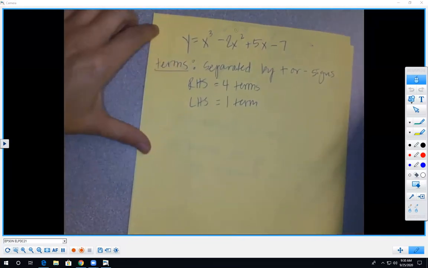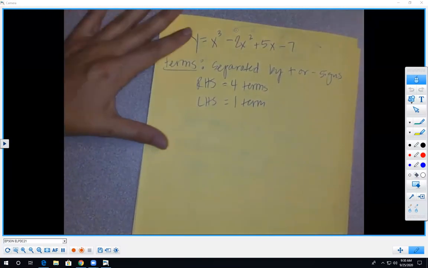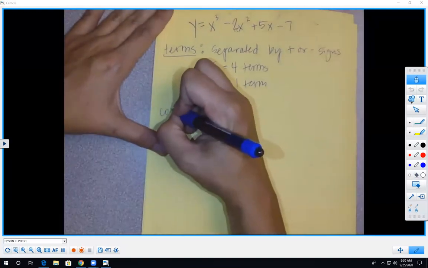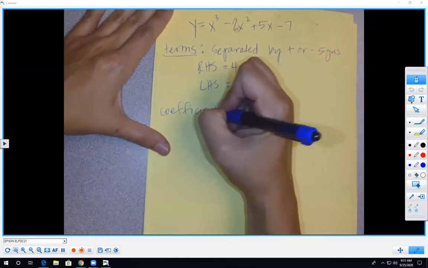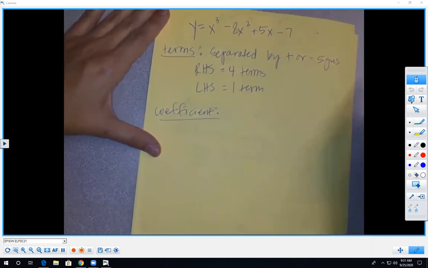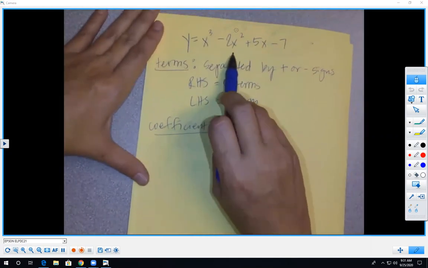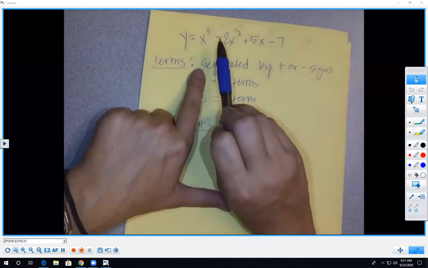Okay, the next vocabulary word, and a lot of this lesson is vocabulary, is coefficient. What is a coefficient? It's the number in front of an x. These are probably all words you've heard over and over. So it's just the number in front of x squared, or the number in front of an x.